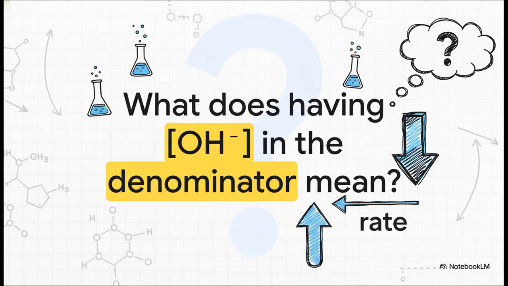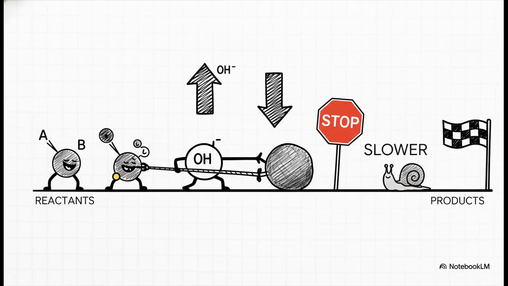Okay, let's look one more time at that final equation. Our mysterious character, OH-, it ended up in the denominator. So what does that actually mean? What is it doing to the reaction? It means OH is an inhibitor. It's actually slowing the reaction down. The more hydroxide you have, the slower it gets.